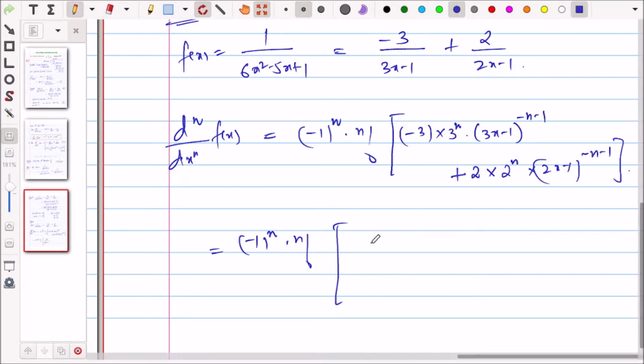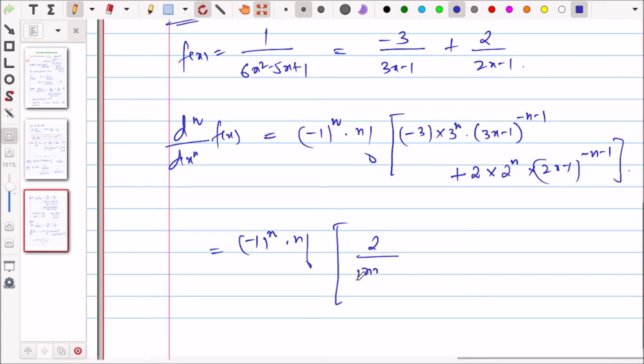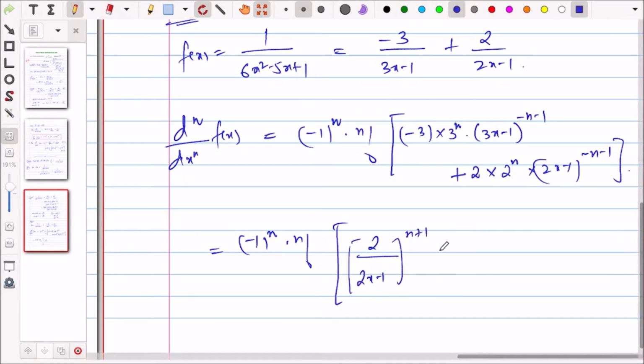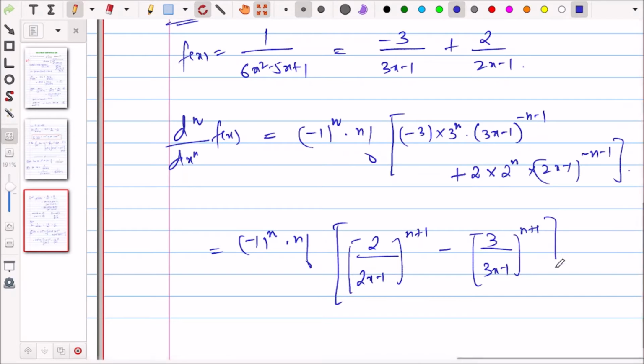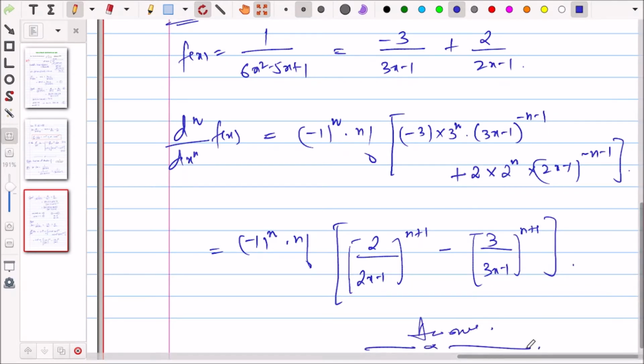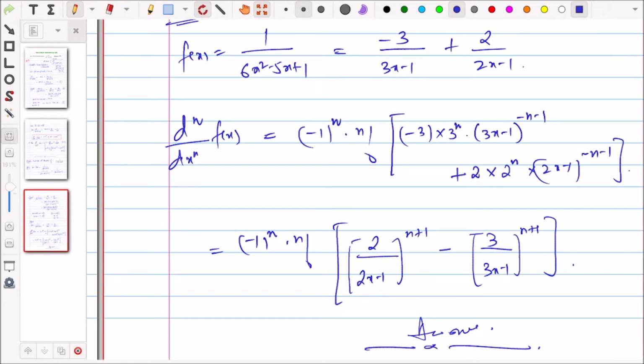We can write it in a neater way. We can write it like this: 2 by (2x minus 1) to the power n plus 1 minus 3 by (3x minus 1) to the power n plus 1. Okay, is it fine, everyone? Is it clear? Yes, sir. This is how we can solve it.